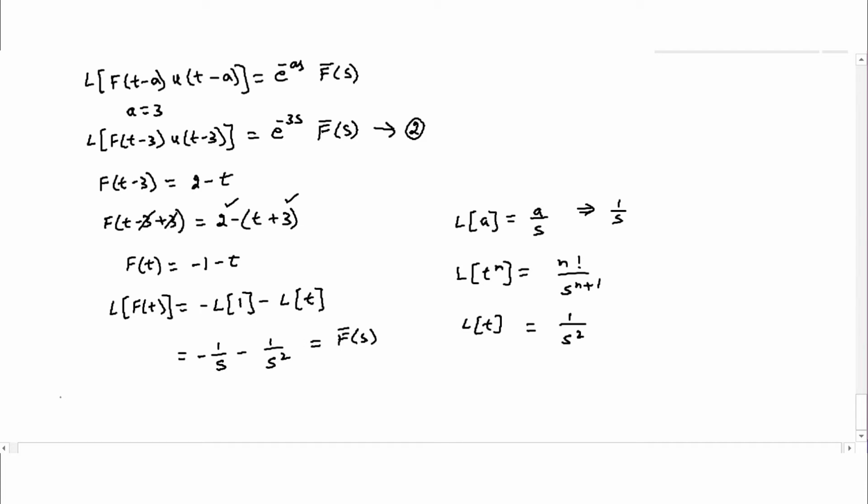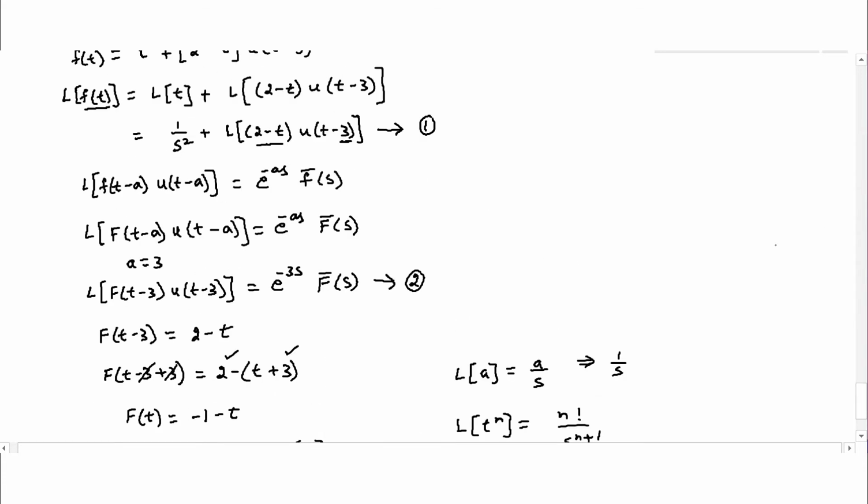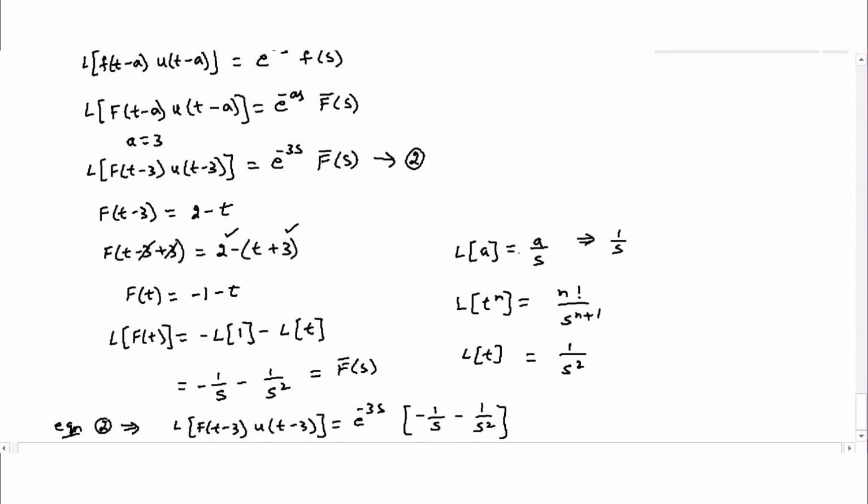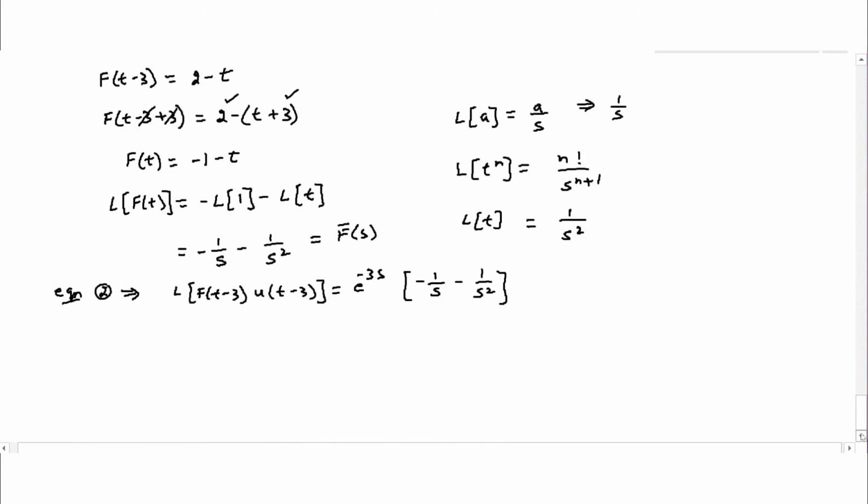You plug this back over here in equation number 2. So equation number 2 implies the Laplace transform of F(t − 3) u(t − 3) will be equal to e^(−3s) times F bar of s, which is −1 by s − 1 by s square. But again I need to plug this value back in equation number 1, because I have to calculate the value of the Laplace transform of f(t). So I'll plug this value back in equation number 1.